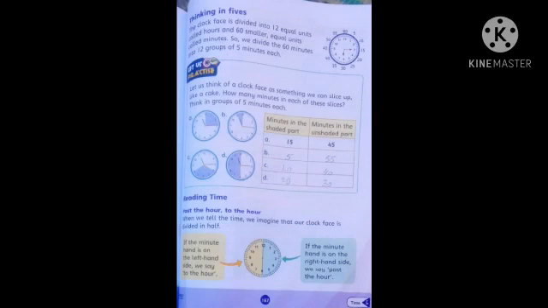5, 10, 15. Yes, there are 15 minutes in the shaded part. Now, count the minutes in the unshaded part. Yes, 5, 10, 15, 20, 25, 30, 35, 40, 45. Yes, there are 45 minutes in the unshaded part. Okay, now you can do questions B, C and D.